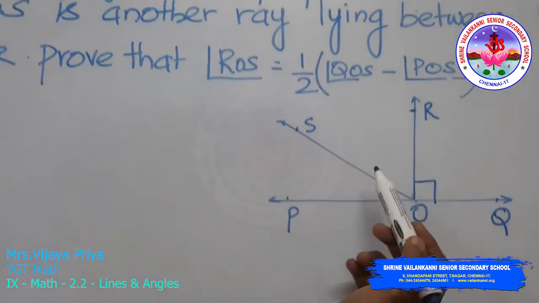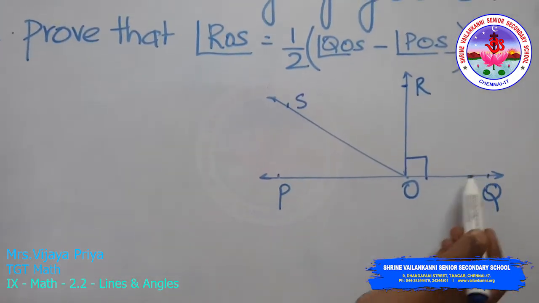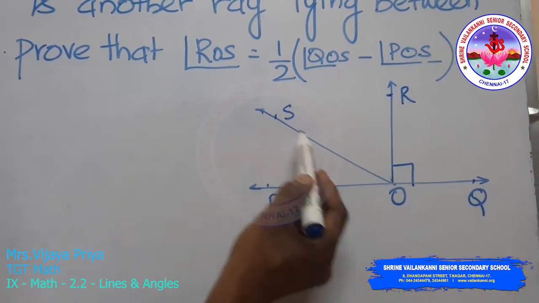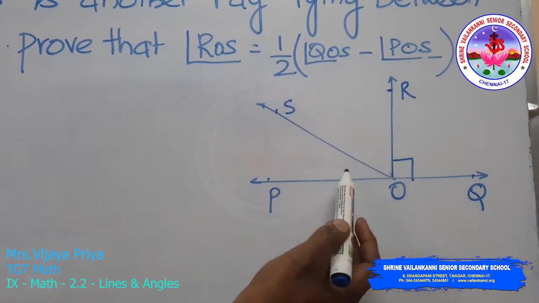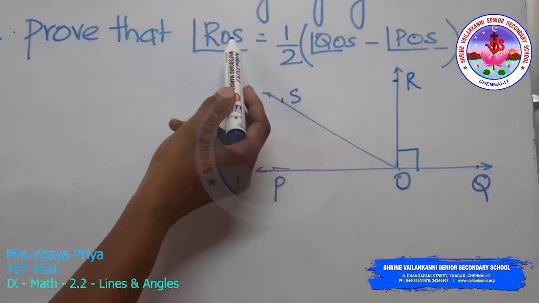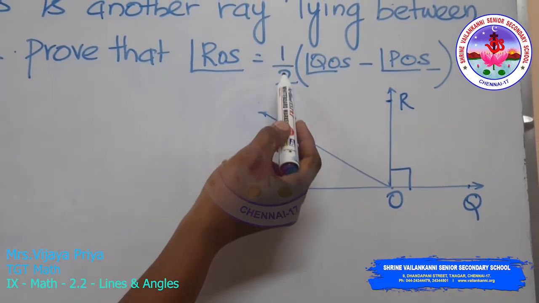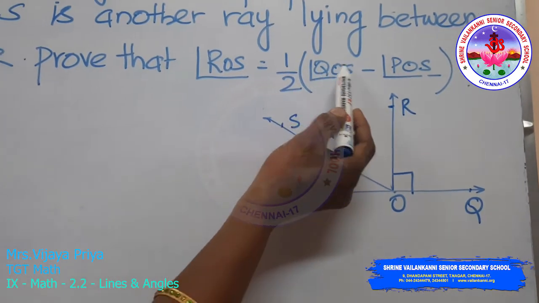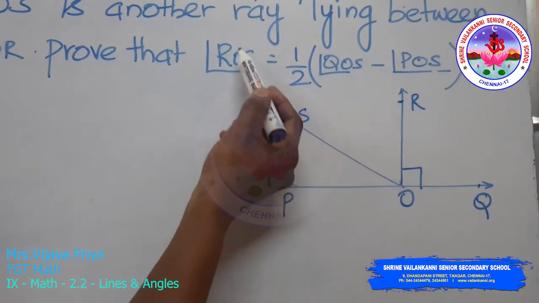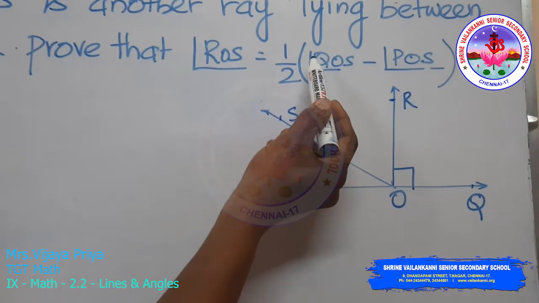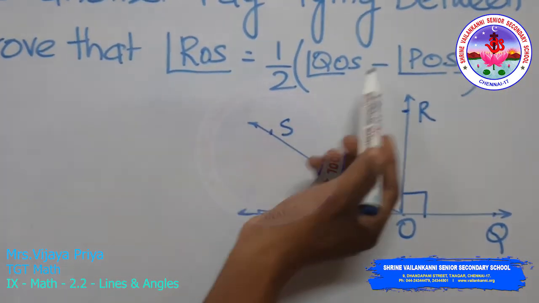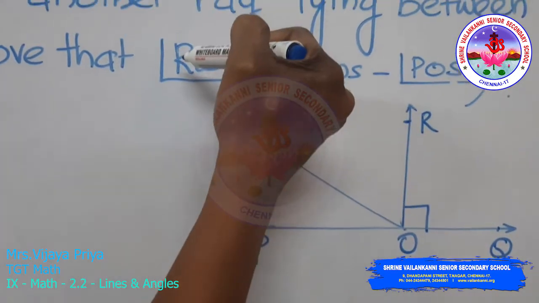Now coming to the figure, it is given that POQ is a straight line, OR is perpendicular to POQ, and OS is a ray lying between OP and OR. So here I want to prove angle ROS is equal to half of angle QOS minus angle POS. In order to prove that the left hand side becomes the right hand side, I am going to select the right hand side and prove that it is equal to the left hand side.